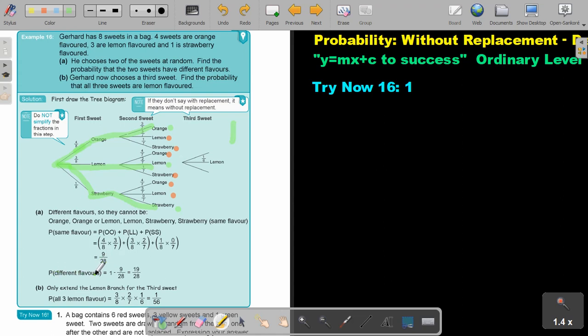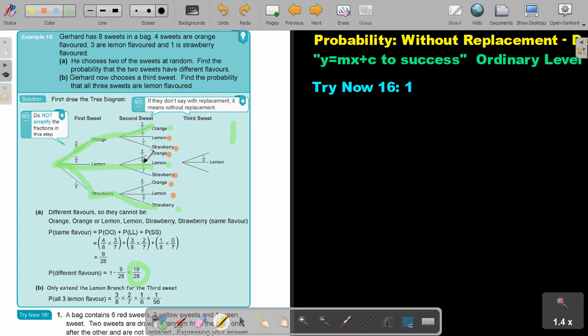So if I want different flavors, which is the red dots, I can just take the certainty, which is 1, subtract the same flavor, and that will be my different flavors. Okay, and then Gerard now chooses a third sweet. Find the probability that all 3 sweets are lemon flavored.